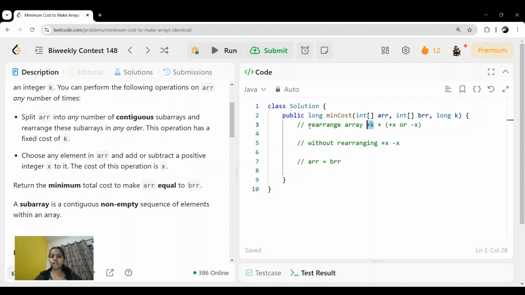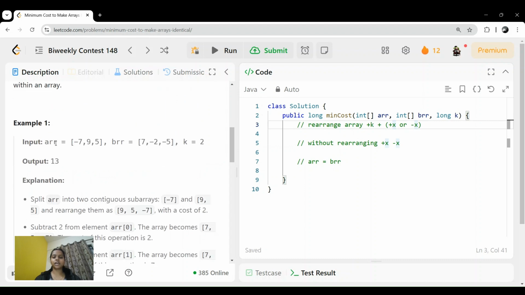But after rearranging there is a possibility that both will not be the same. We have to add or subtract something, so we add plus x or minus x to it. And the second thing is, without rearranging, we can just check both the elements.